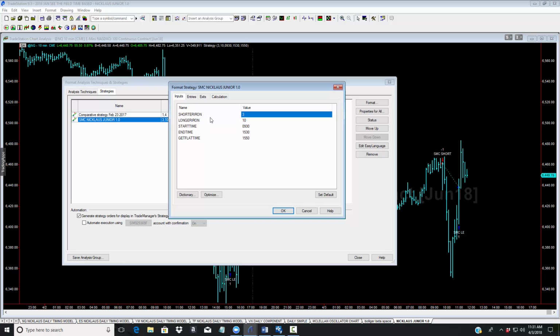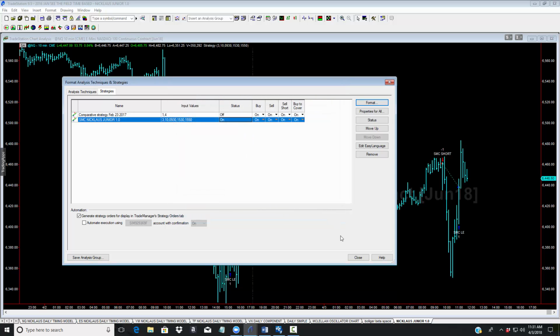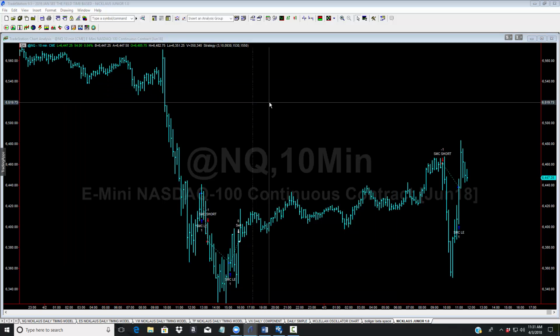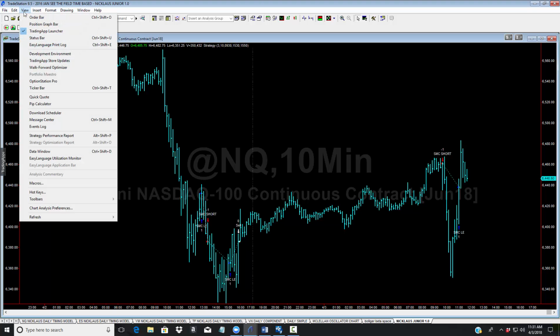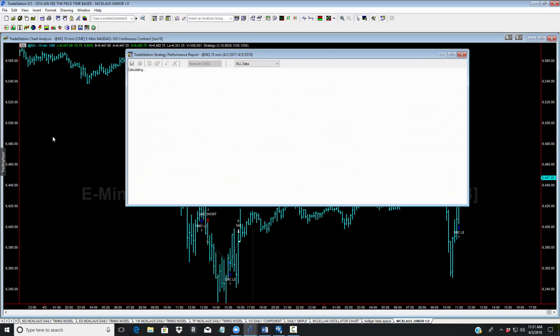It has just two inputs, a short iron and a long iron. Does not use moving averages. I always have to say that because everyone thinks that everything is a moving average. It isn't. And let me close this. And this is set over a year. No profit targets, no percent trailers.